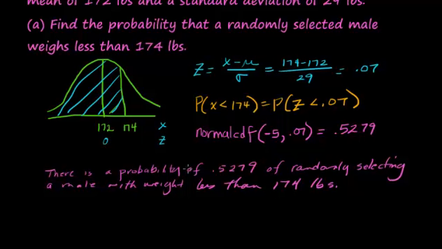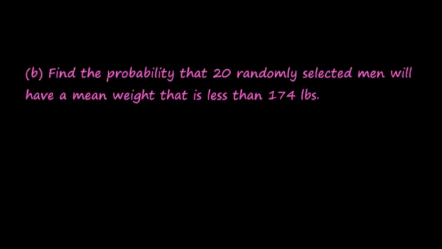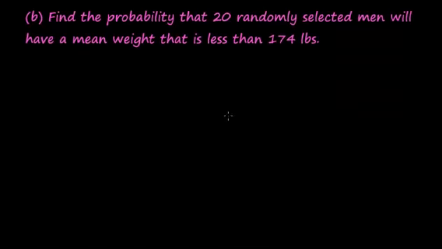But what we want to do now that's different is our part B. Part B says, find the probability that 20 randomly selected men will have a mean weight. You'll select 20, you'll add up their weights, divide by 20, and that mean is less than 174. Okay? So, can we use the central limit theorem for this?